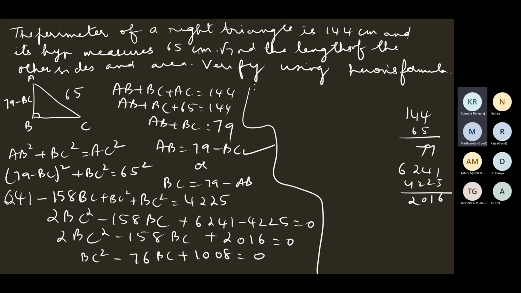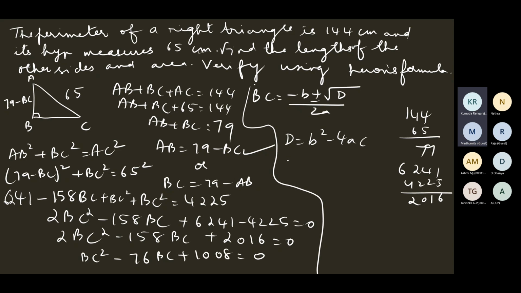Now we are finding BC, right? We're finding the value of BC. So BC will be equal to minus B plus or minus root of D by 2A. This is the formula. You're finding the value of BC. So BC will be equal to minus B plus or minus root D by 2A. This is the quadratic formula. So we should find D first. What is D? B square minus 4AC.